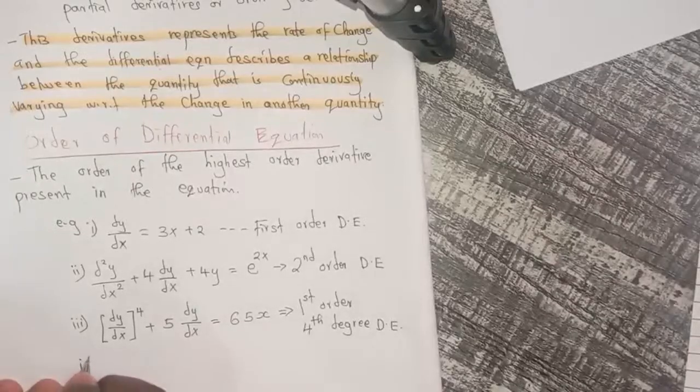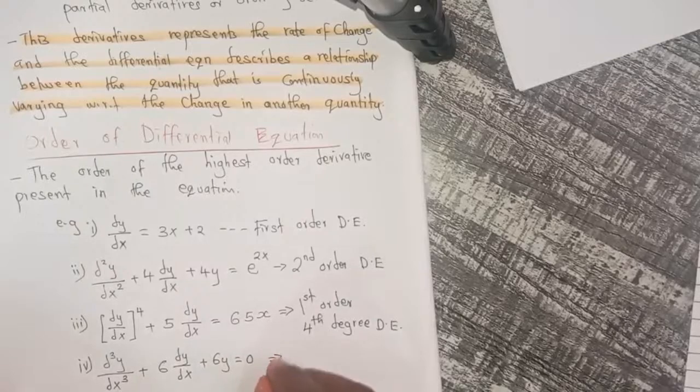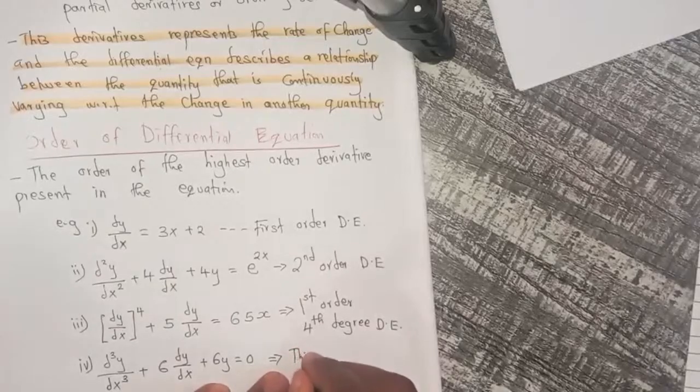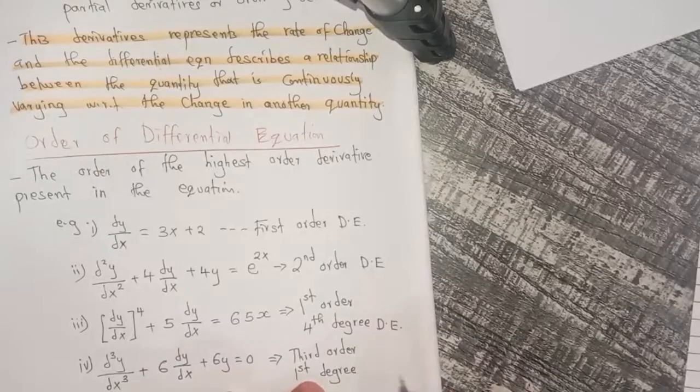Then we can have another one in this form: the third derivative of y with respect to x, plus 6 dy over dx, plus 6y equals 0. So we can simply say that this is third order, first degree.